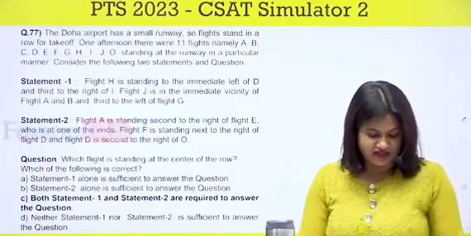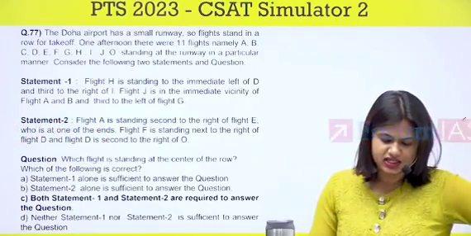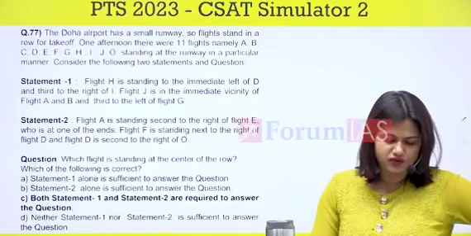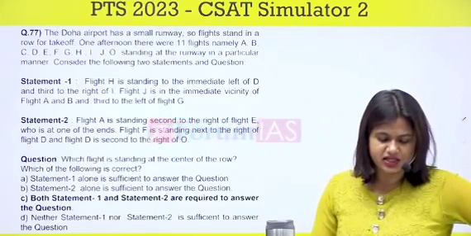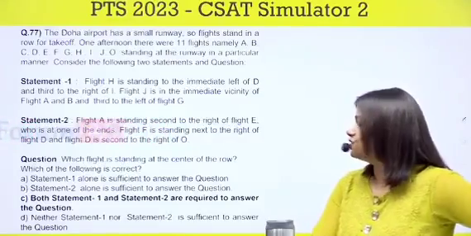Then question 77. The Doha airport has a small runway. So flights stand in a row for takeoff. One afternoon there were 11 flights, namely A, B, C, D, E, F, G, H, I, J, O, standing at the runway in a particular manner. Consider the following statements in the question.